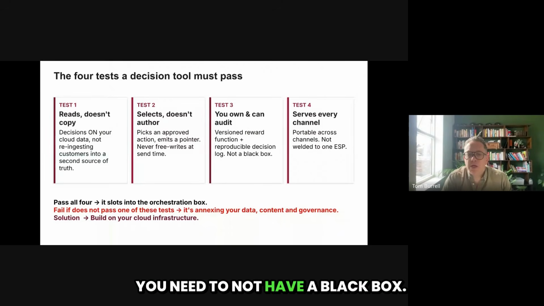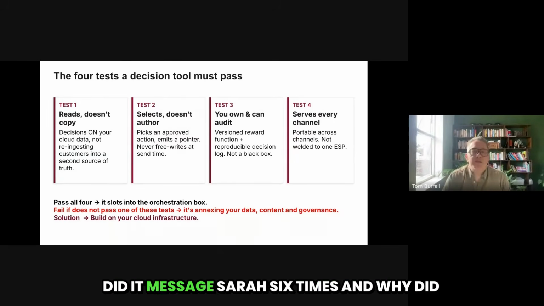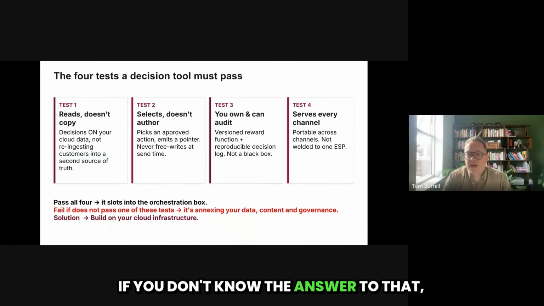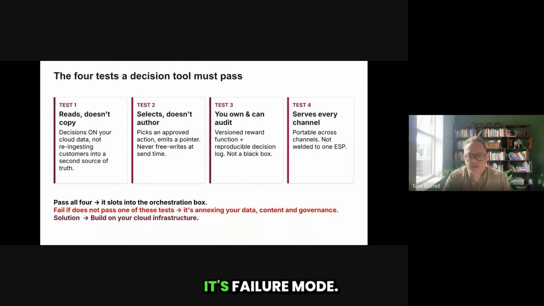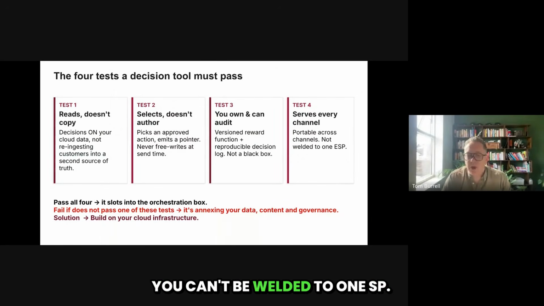Test three: you need to not have a black box. You need to know how the decision tool is working, what it is doing and why it is making those decisions. Otherwise, you're going to run into governance failure with agentic CRM, because the board will go, why did it message Sarah six times and why did it give her a 99% discount every time? If you don't know the answer to that, because it's based on a black box, it's not going to work. Test four: obviously, it needs to serve every channel. You can't be welded to one ESP.